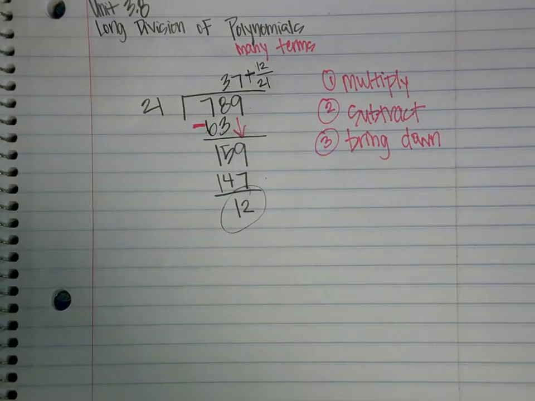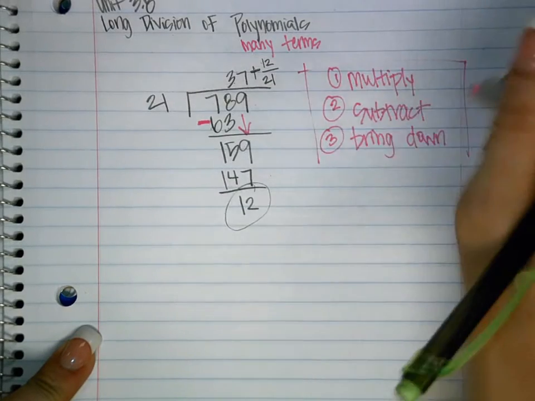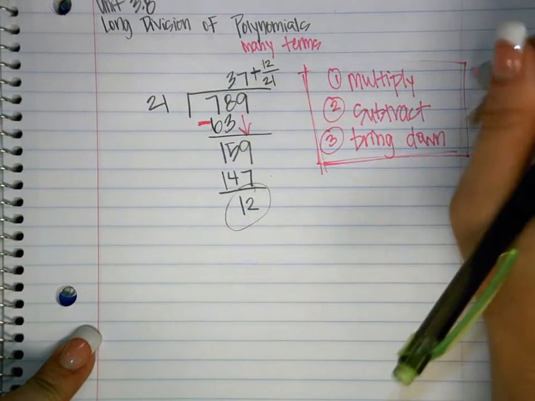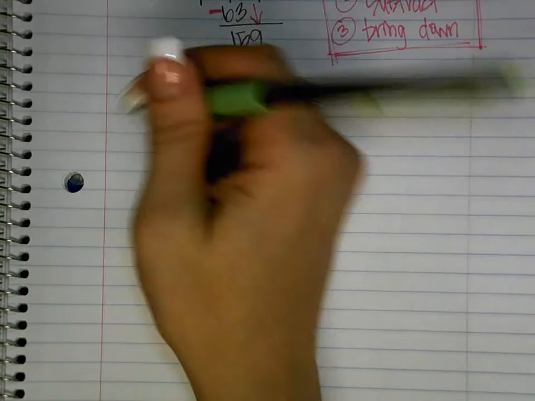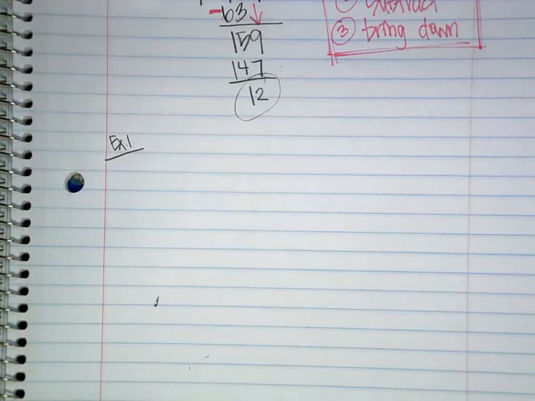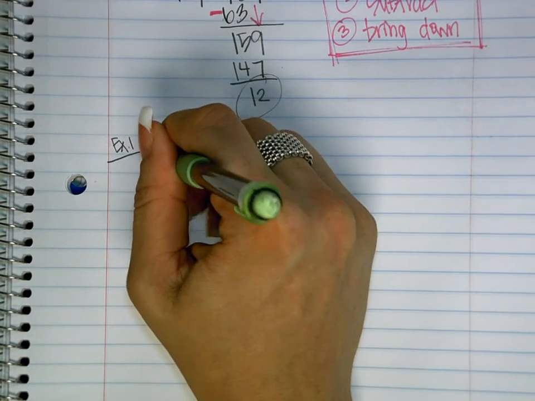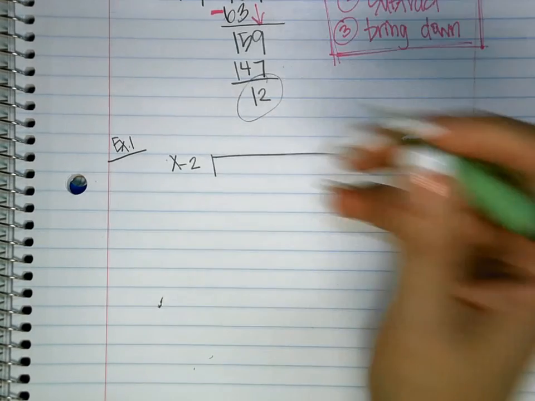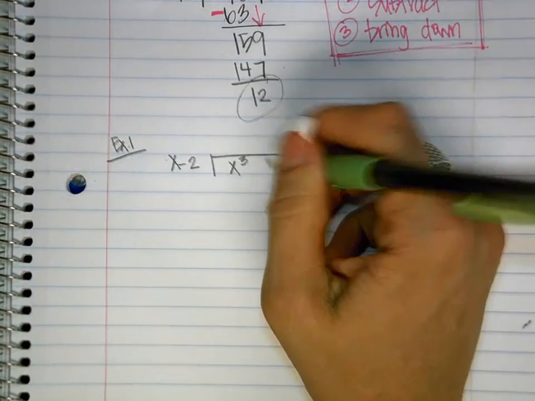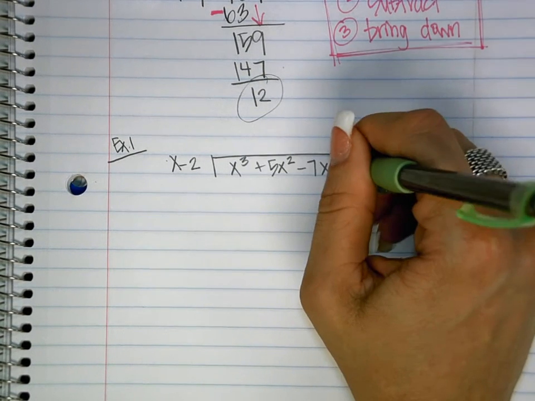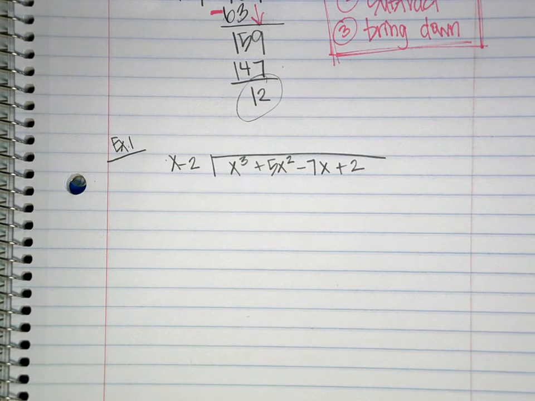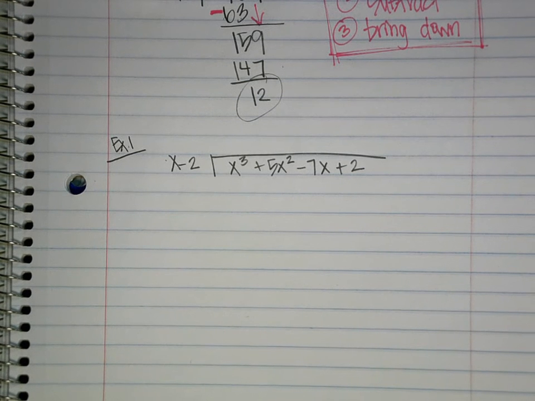Now, I just made these steps. Good thing is these steps are going to be the same. Okay, so we're going to follow the same steps, but with polynomials. So let's actually see some polynomials. So for example, number 1, if I want you to divide x minus 2 into x cubed plus 5x squared minus 7x plus 2.